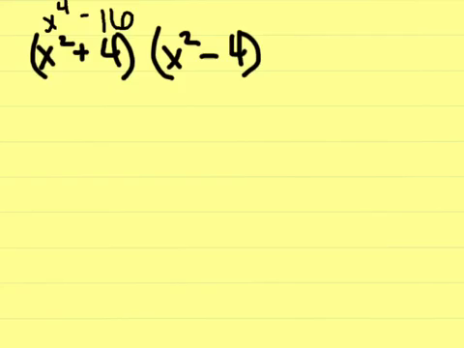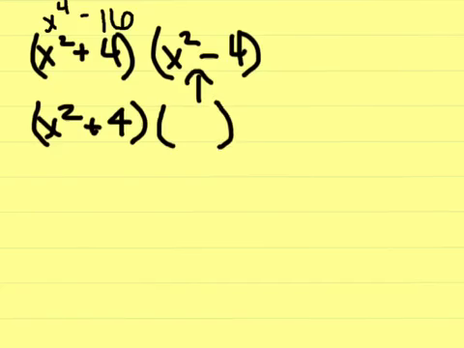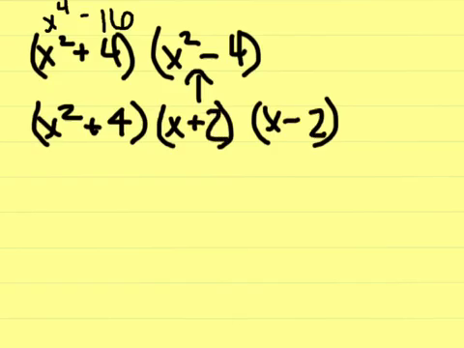Now if you'll notice, x squared minus 4, isn't that a difference of two squares? Yes, it is. So we keep the x squared plus 4, and we do the difference of two squares step again with x squared minus 4. So the square root of x squared is x, and the square root of 4 is 2. Again, one's plus and one's minus. So your final answer would be the quantity of x squared plus 4 times the quantity x plus 2 times the quantity x minus 2.